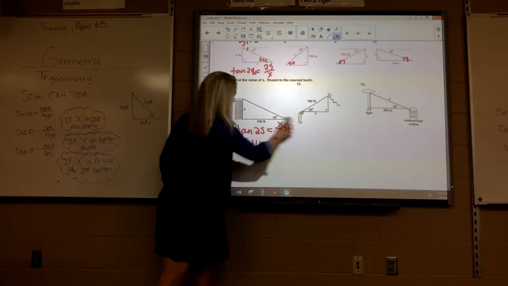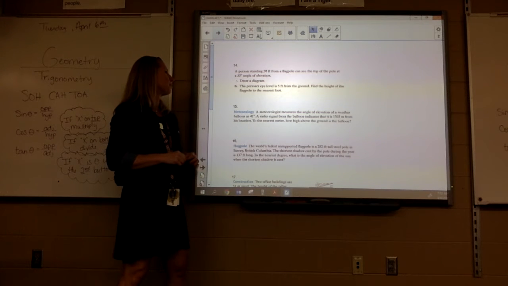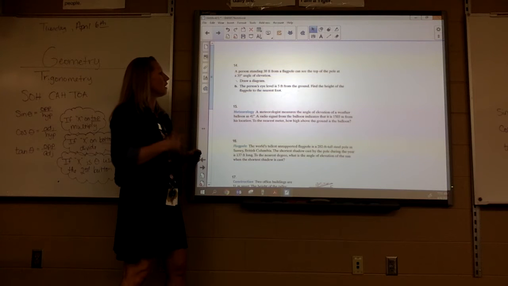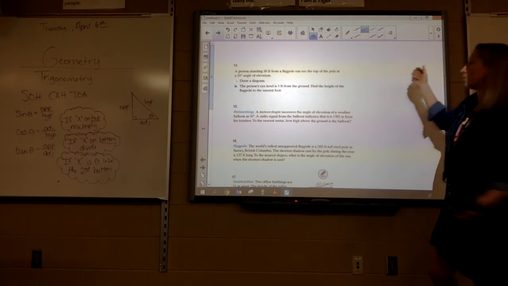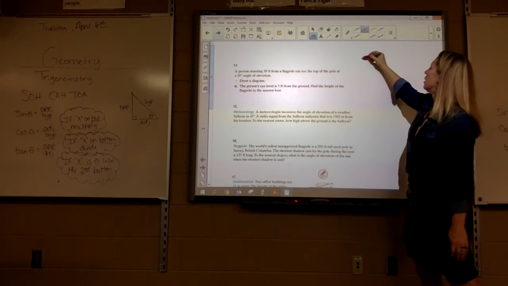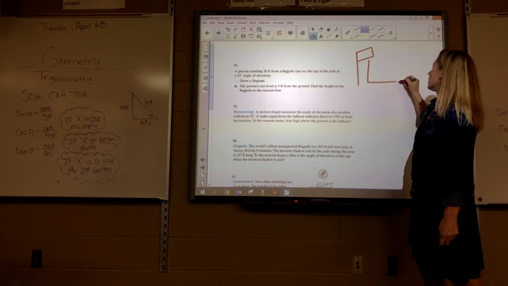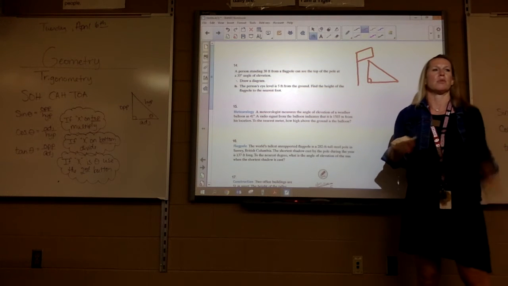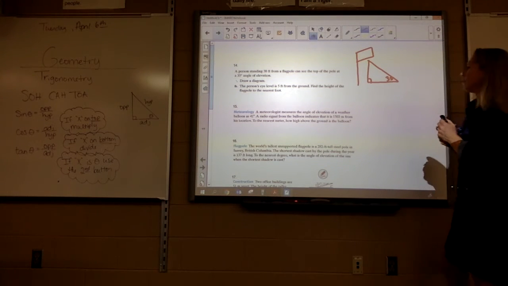Okay, let's look at some of these word problems. Let's look at number 14. It says a person standing 30 feet from a flagpole can see the top of the pole at a 35-degree angle of elevation. Draw a diagram, and if the person's eye level is 5 feet from the ground, find the height of the flagpole. If you want, you can draw a picture, or you can just always draw a right triangle. Every single time, it's going to be a right triangle. It says the angle of elevation is 35 degrees. Where does the angle always go? Always by the right angle.